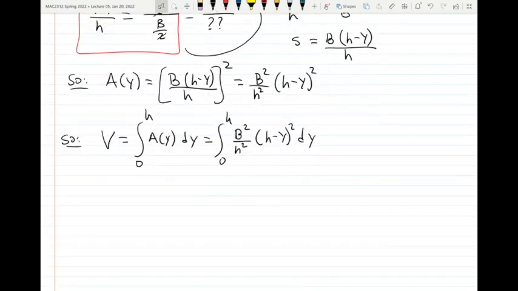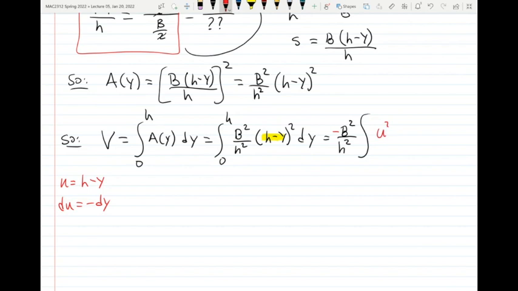dy. All right, so remember, capital B and little h, these are constants, so I'm just going to take this out. Okay, so it's going to be b squared over h squared, the integral of, and then I'm going to play the same trick that I did before. I'm going to do substitution. Okay, I'm going to let u be equal to this guy just to simplify our integral. So du is negative dy. Okay, just like before, I put the negative in here, and then we're gonna get u squared du. Now let's fix the limits of integration. So when y is equal to 0, u is equal to h, right?